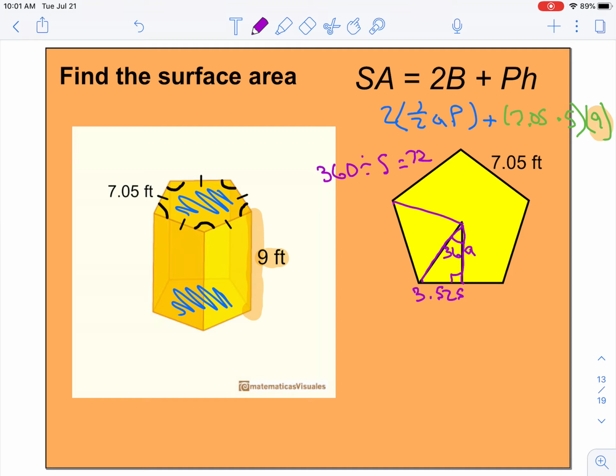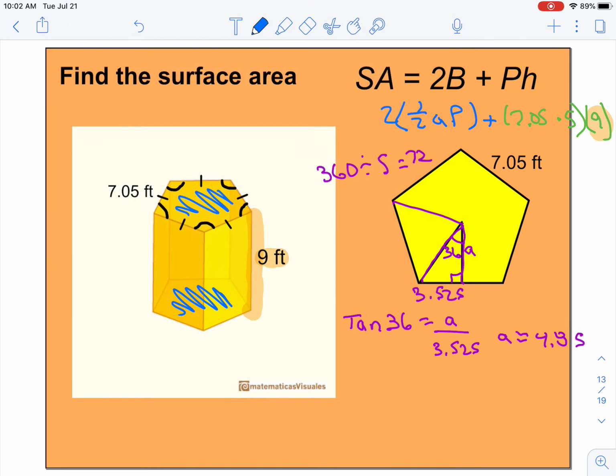So I can't use any of my triangle 30, 60, 90 or 45, 45, 90. So what I'm going to have to use is opposite over adjacent, or tangent. So the tangent of 36 is equal to the ratio dividing A, or the apothem, by 3.525, or the opposite over the adjacent. So now when I multiply each side by 3.525, that will give me my A value is approximately 4.85. So now I can put that in there. This is my apothem, 4.85.